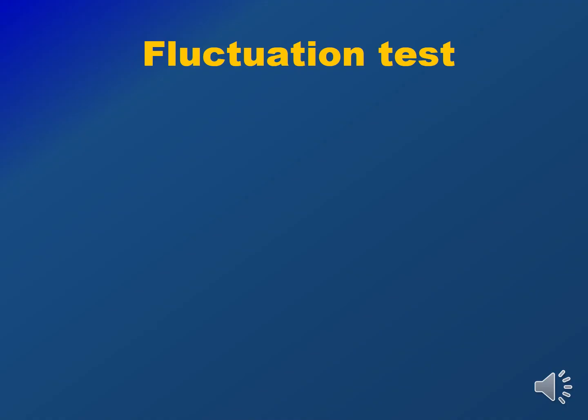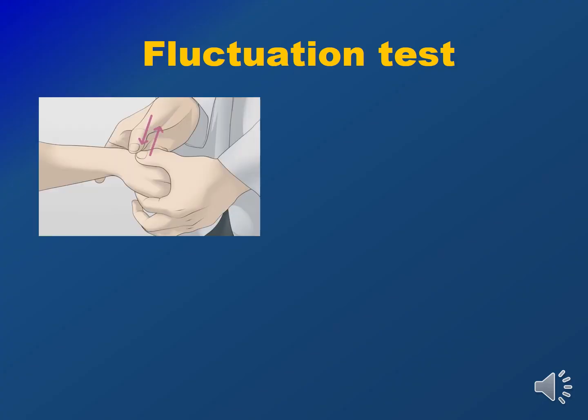What about the fluctuation test? The fluctuation test is applied to a swelling to see if it contains fluid or not. It is done similarly to the transmitted thrill test for the abdomen in ascites, but on a small scale. If you have a small swelling, you put one finger on either side of the swelling, give a pulsation with one finger and receive it with the other.